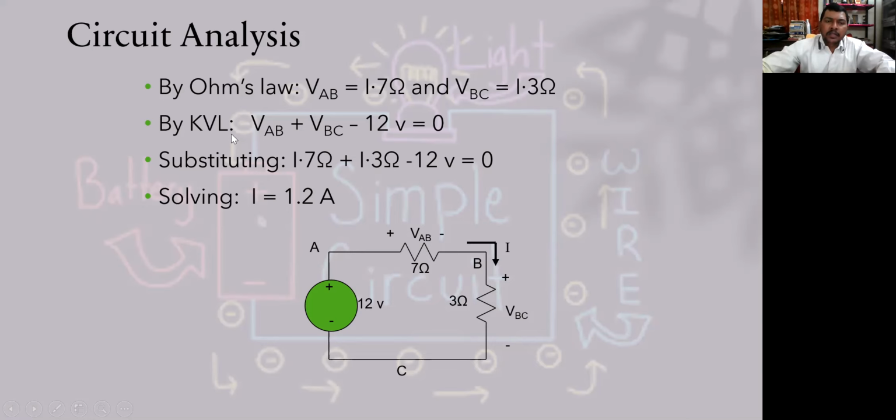But using KVL, the voltage drop across VAB and the voltage drop across VBC are added, minus 12. Since we don't know the current, we write I into 7 ohms plus I into 3 ohms minus 12 volts. These are also voltages, VAB and VBC, and we can calculate accordingly. So the current will still be 1.2 amperes. This is the simplest circuit.